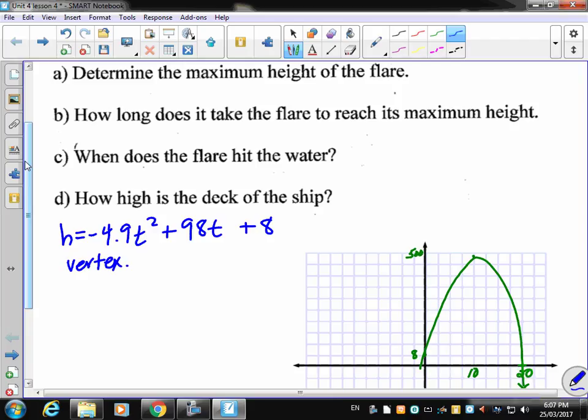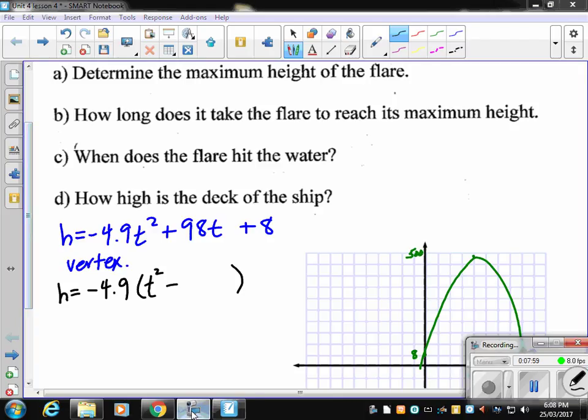If I want the vertex, I really want vertex form. That means I need to complete the square. Okay, here we go. I want to deal with that 4.9 first of all, and then I'll complete the square on what's left. If I factor out a 4.9 from the first term, I'm left with t squared, which is awesome. If I factor out 4.9 from the second term, negative 4.9, sorry, I need a negative in the bracket, and I have to figure out what 98 divided by 4.9 is. Well, nicely, it's 20.